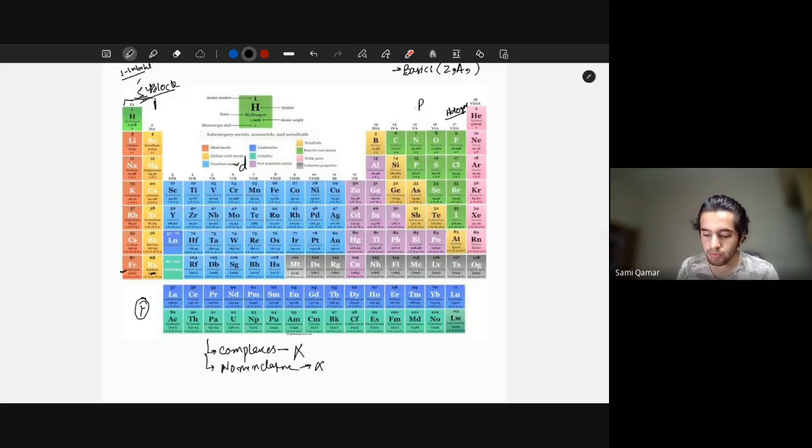And then similarly for P block, it will have the P subshell, and for D, it will have D, and for F, it will have the F subshell. So this is how our periodic table is categorized.